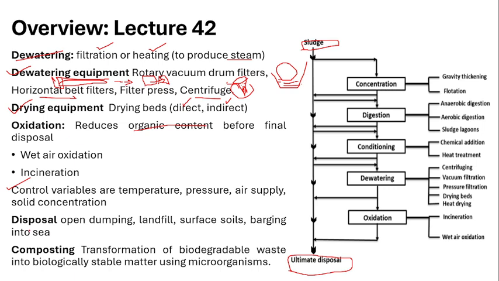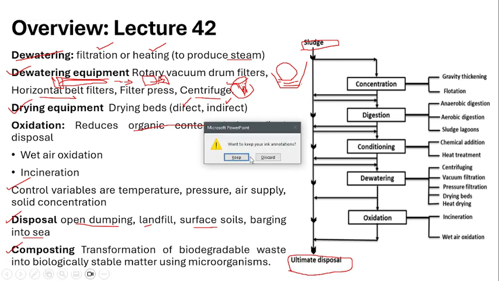And coming to the disposal, after these many steps of treatment, ultimately we are going to dispose this sludge. Okay, how we are going to dispose this sludge into the environment? It can be open dumping, it can be a landfill, or it can be applied to the surface soil. Sometimes it can be discharged into the seawater also. This is how the treated sludge is disposed of. Okay, and composting is another method which can be adopted after the disposal, like open dumping and landfilling.